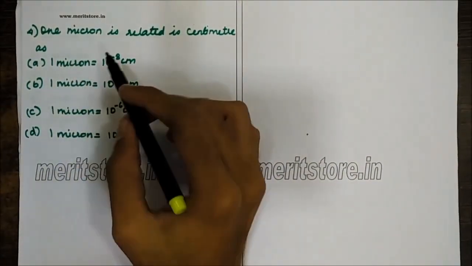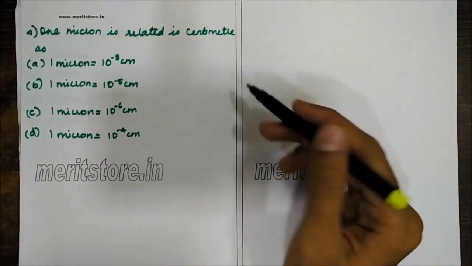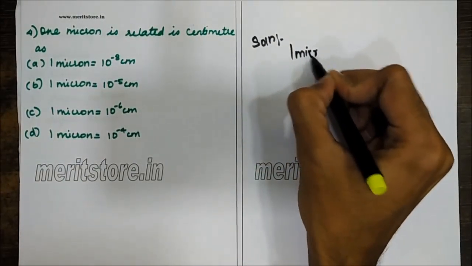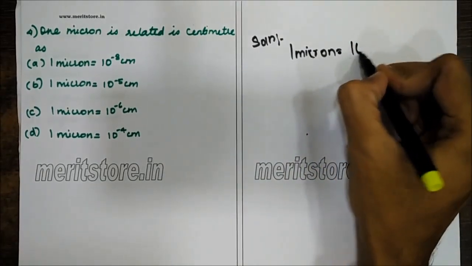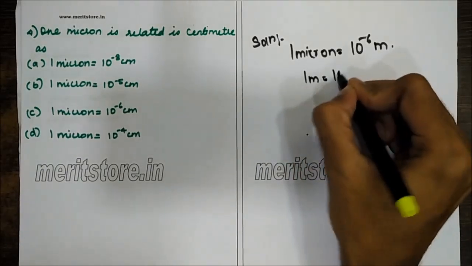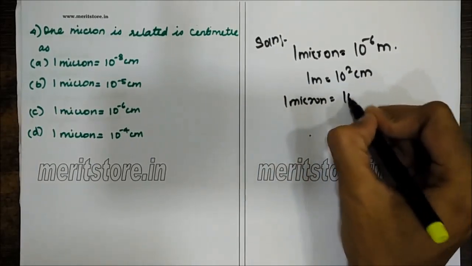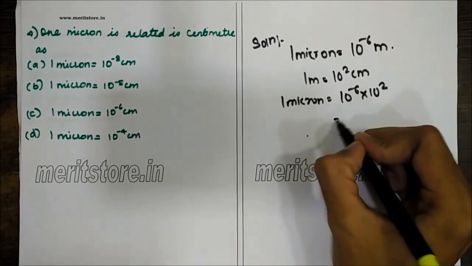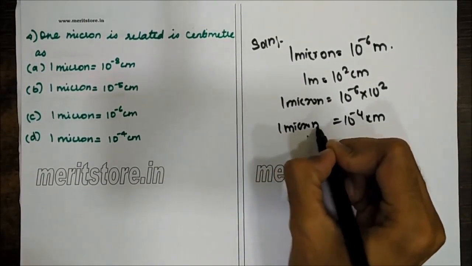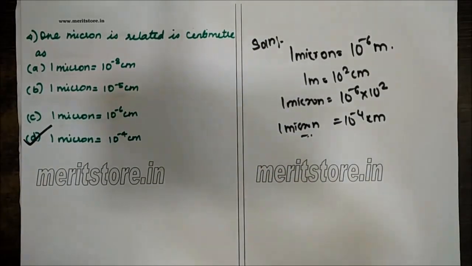1 micron is related to centimeters as: 1 micron equals 10 raised to minus 8 centimeter, 10 raised to minus 5 centimeter, 10 raised to minus 6 centimeter, or 10 raised to minus 4 centimeter. Okay, so here 1 micron is 10 raised to minus 6 in terms of meters, and we know 1 meter is 10 raised to 2 centimeters, right? So 1 micron is 10 raised to minus 6 into 10 raised to 2, that becomes 10 raised to minus 4 centimeters. Okay, so the correct option is D, 1 micron equals 10 raised to minus 4 centimeters.